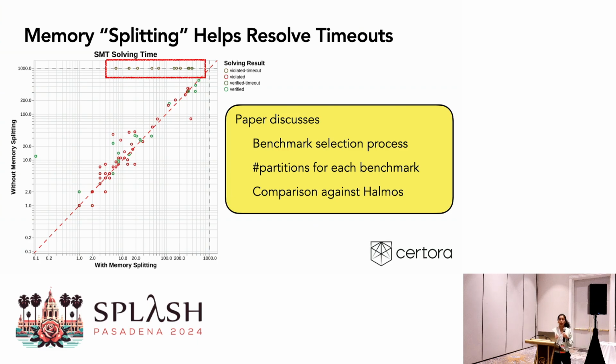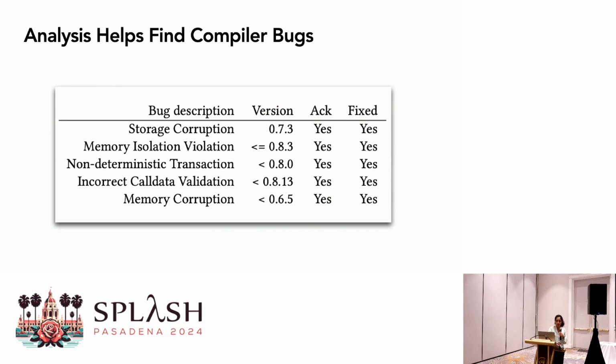We also have a comparison in the paper with another tool called Helmus. Helmus is another verification tool people use for checking high-level properties of smart contracts. And so we compared against that as well.